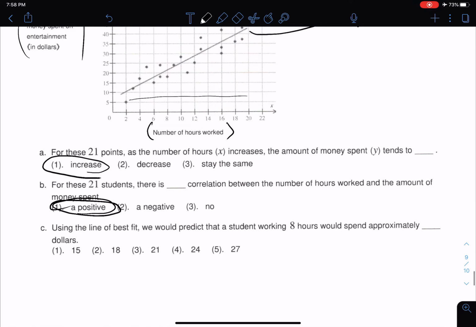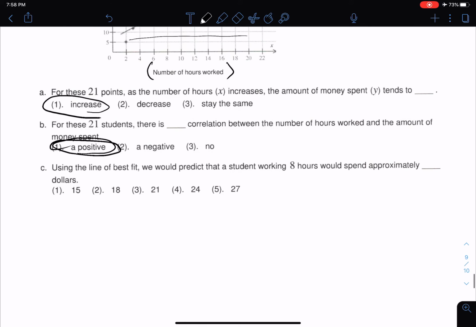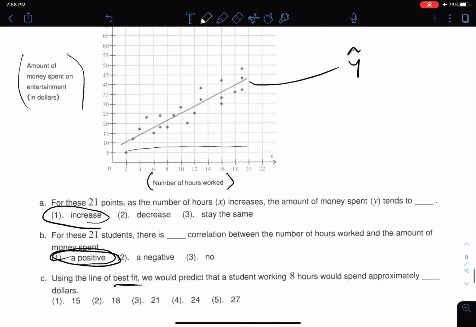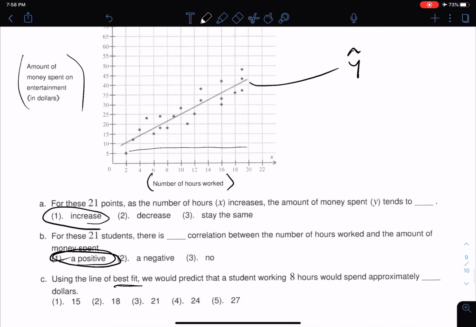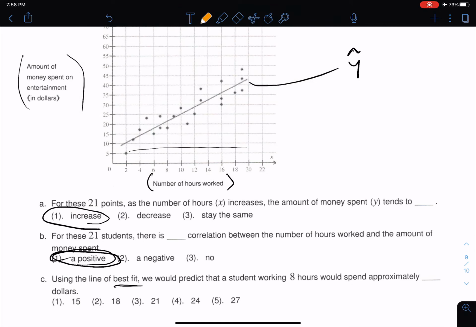Using the line of best fit, we would predict that a student working 8 hours would approximately spend what? Now, they're asking us to use the line of best fit, so we don't want to go to these little points because that's the exact data. We want to go to the line of best fit. So let's do that, and I'm going to use this gold color.